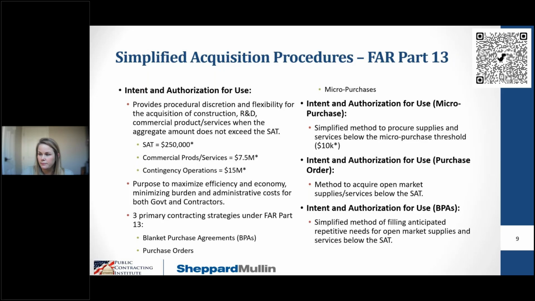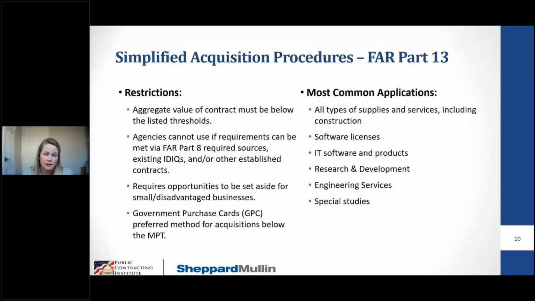Some of the key restrictions, again: the aggregate value of the contract must be below the listed thresholds to use these procedures. Agencies can't use the simplified procedures if the requirements can be met through other pre-established contracts like FAR Part 8 mandatory sources, which includes the GSA schedules program, existing agency IDIQs, or really any other contract vehicle that they could order from. You can't just create a new contract if there's something out there that the agency could be using.